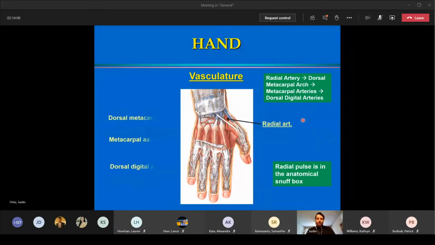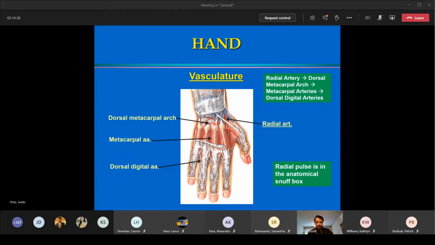Okay, and then on this slide, he talked about a couple of branches, so I just noted them right here in this little green box. It would be easy for us to remember if we just think about them. For example, the radial artery is going to branch off into the dorsal metacarpal arch, which makes sense. It's going to be an arch before the metacarpals, and then it's going to extend to your metacarpals, and then your metacarpals are going to extend to your dorsal digital arteries, which go to your digits.